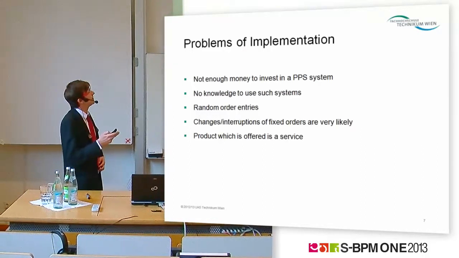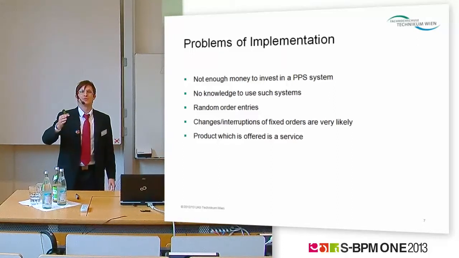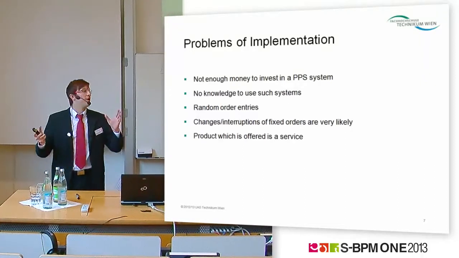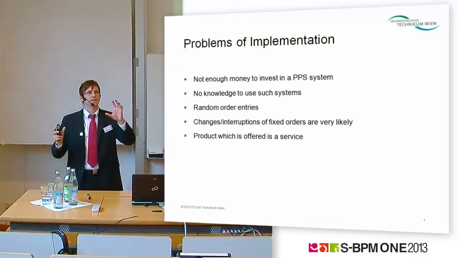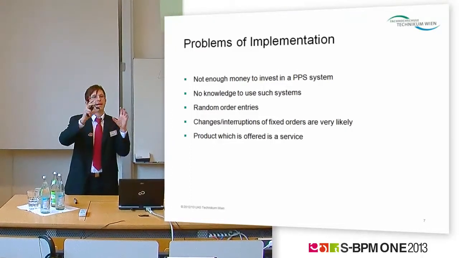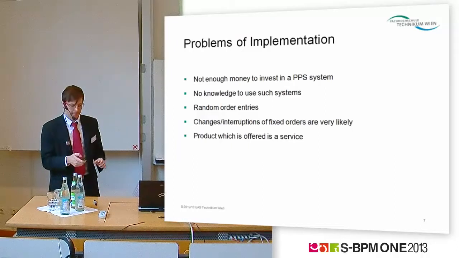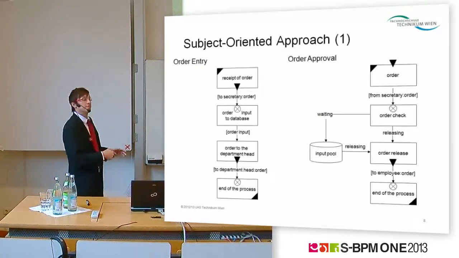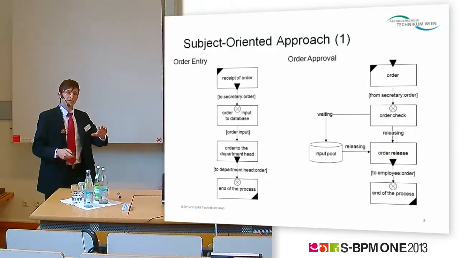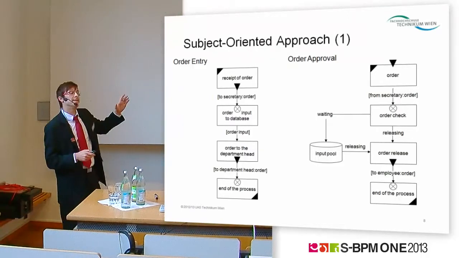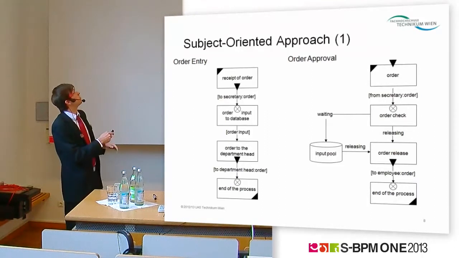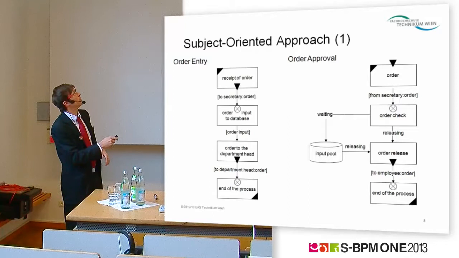At this time I read the book Subject-Oriented Process Management by Albert Fleischmann, and then I thought that I should combine production planning, the methods and the tools of production planning, with the idea of subject-oriented process management. And the subject-oriented approach I've worked out, you see here. First of all, I defined the surrounding processes of production planning. These sub-processes are order entry and order approval.